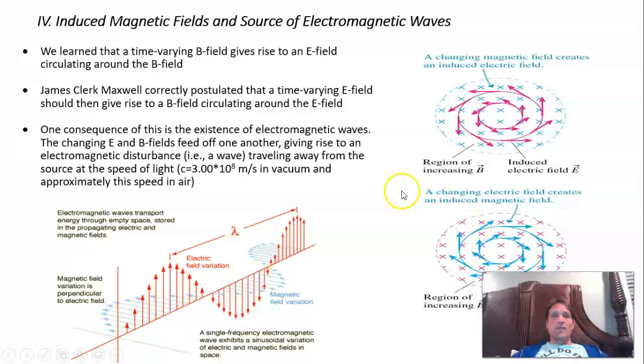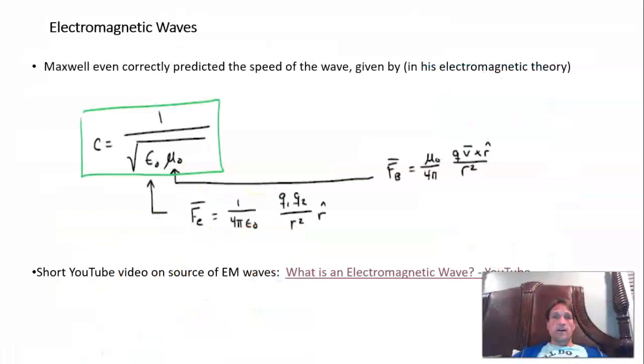Okay? Now, to make it even more amazing, Maxwell even predicted, using electromagnetic theory alone, the exact speed that these waves travel at, 3.0 times 10 to the 8th meters per second, which we call the speed of light. And so Maxwell predicted, using his equations of electromagnetics, that the speed of light, c, is 1 over the square root of epsilon naught times mu naught.